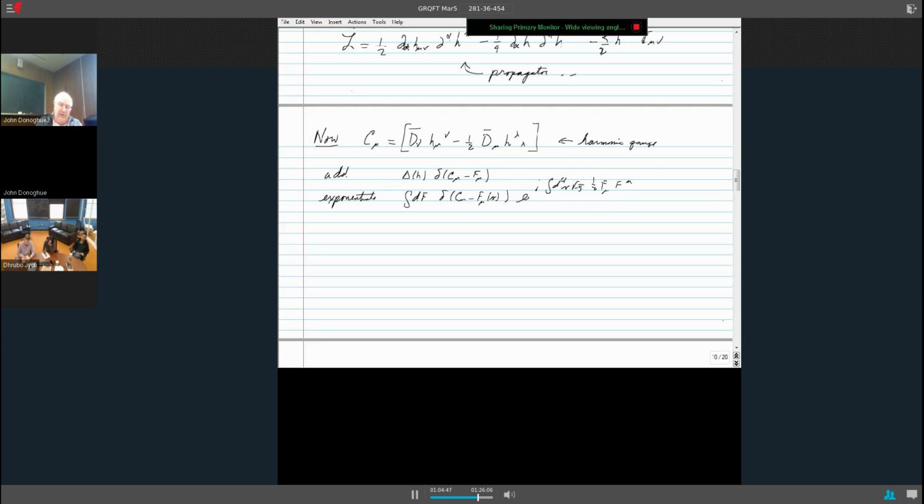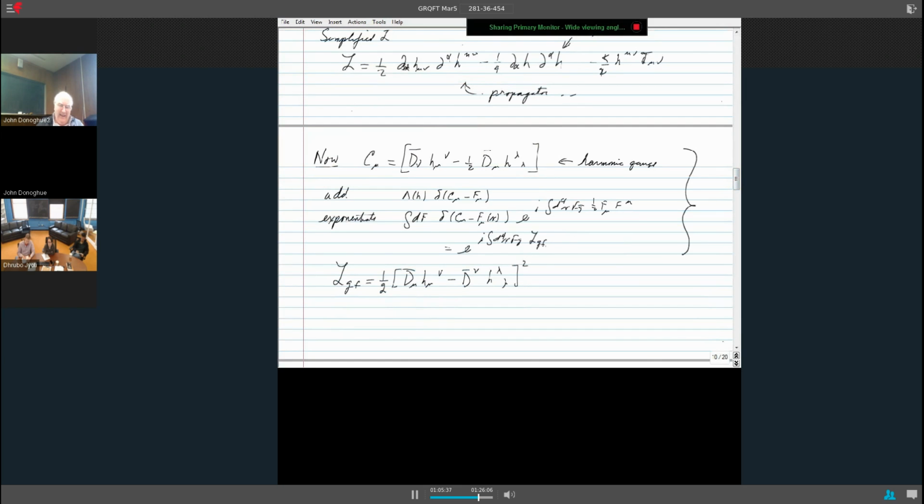We're going to add to the Lagrangian the determinant, which I'll calculate in a minute, which is a function of h. The delta function, that's the constraint c mu minus some f mu, a constant, to the Lagrangian. Then you exponentiate in the following way.